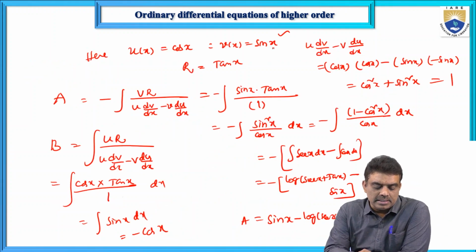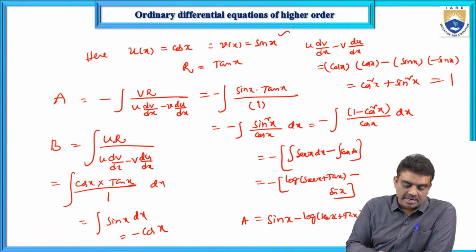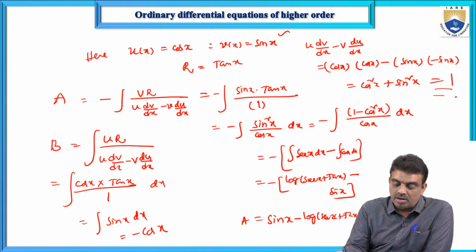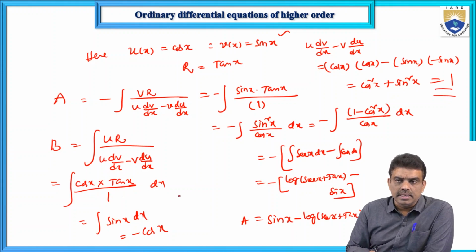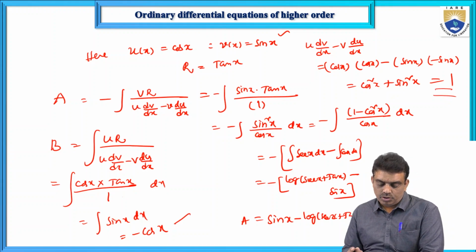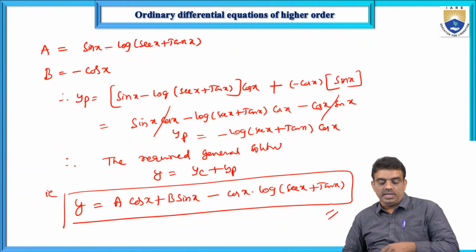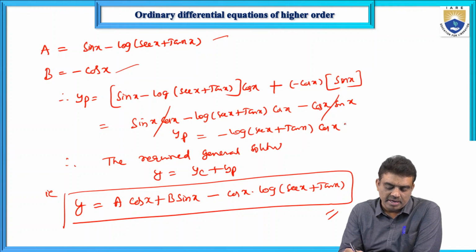Then u is cos x, v is sin x, r is equal to the right hand side function, tan x, and the a value, on integrating and simplifying, you'll get sin x minus log secant x plus tan x. And b value, similarly, integral u r by 1, where the denominator is 1, already we have calculated here. And u r is cos x into tan x. Tan means sin by cos. Cos, cos cancel. Integral sin x dx. Integral sin x is minus cos x. This is b value. The yp is equal to a into u of x plus b into v of x, with this a value and this b value. And simplifying, you get yp.